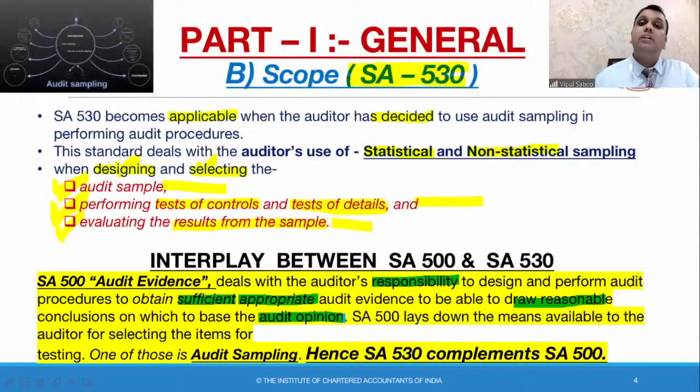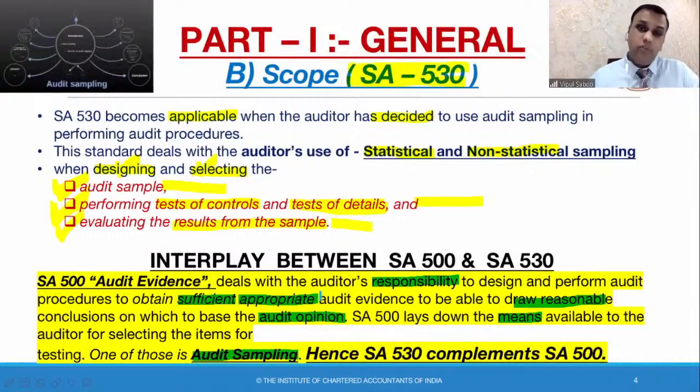So whenever the auditor has an assignment, he has to express his opinion. And that opinion can be expressed on the basis of conclusions, results he has derived by applying his audit procedures on the subject matter which is under audit. It could be controls, it could be anything in the organization, it could be the financial statements. And SA 500 also lays down the means available to the auditor for selecting the items for testing. And one of such means is audit sampling.